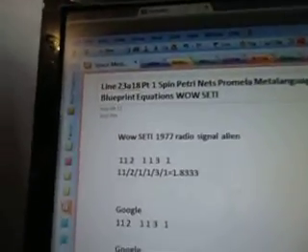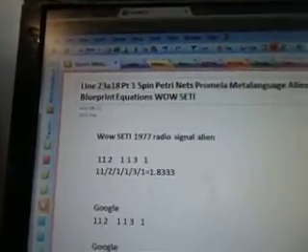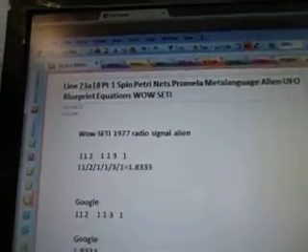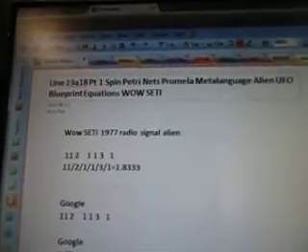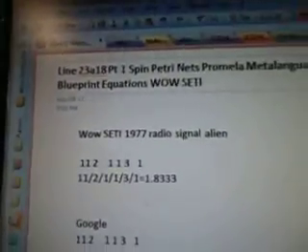Okay, line 23A, 18, part 1. Spin, Petri nets, Promela, metalanguage, alien UFO, blueprint, equations, Wow Seti. There's the alien radio signal.